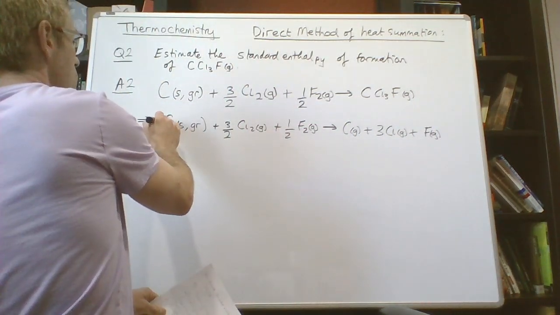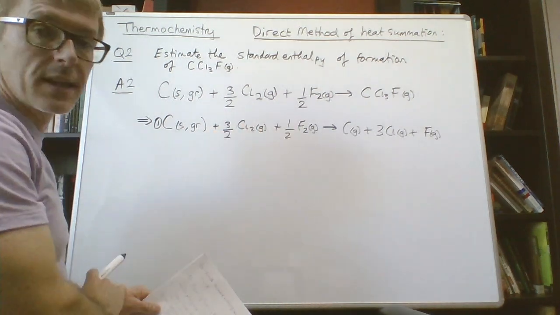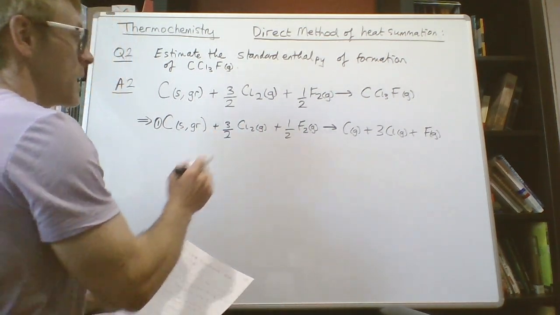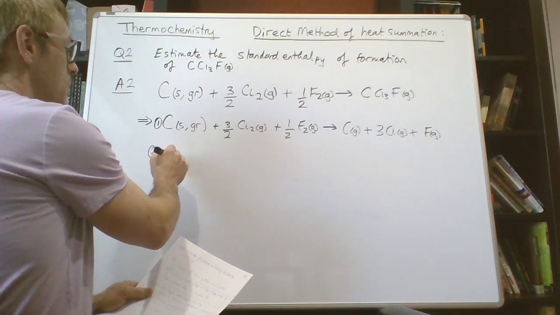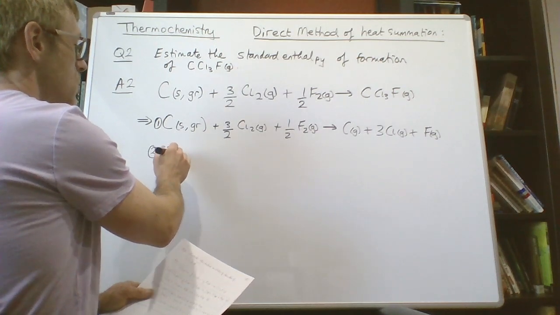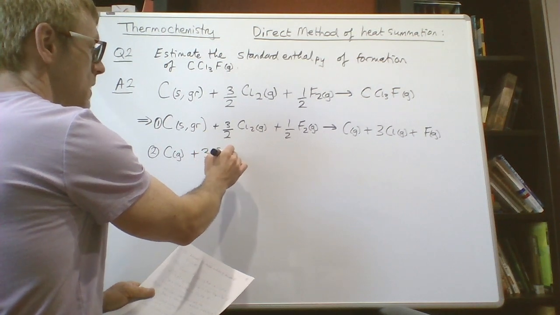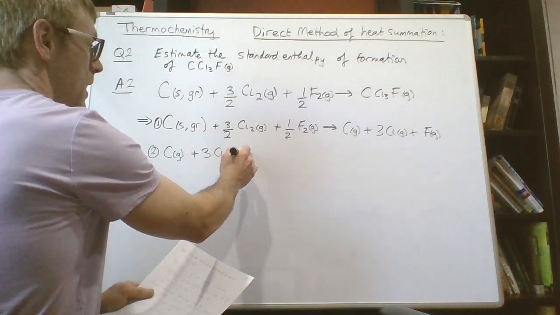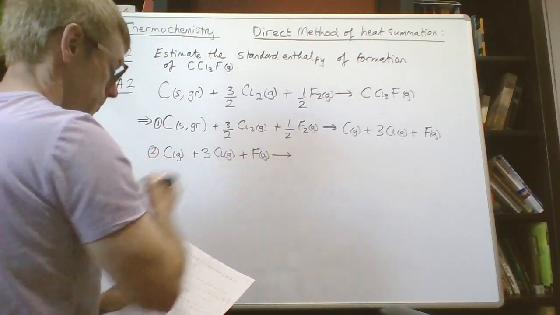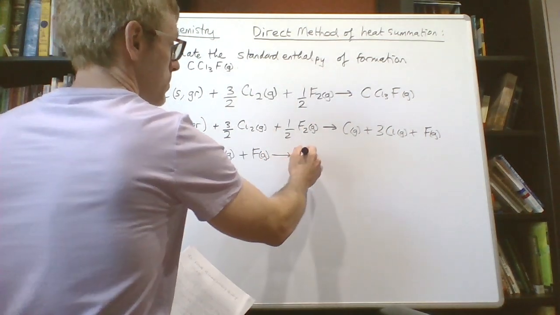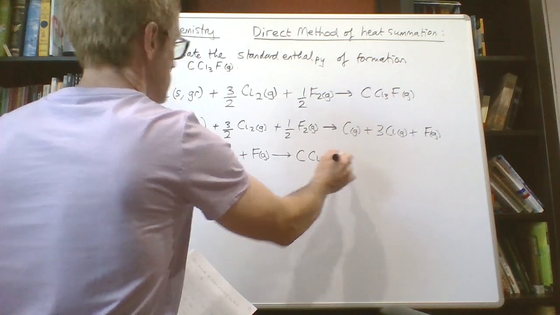All right, let's call this equation 1. Okay, so notice it's balanced in terms of mass. That's very important. And then for equation 2, I'm going to take the product from equation 1, so carbon in the gas phase, and 3 lots of Cl in the gas phase, and my 1 atom of fluorine in the gas phase, and I'm going to make my target product, CCl3F in the gas phase.